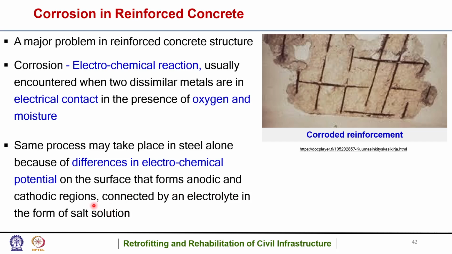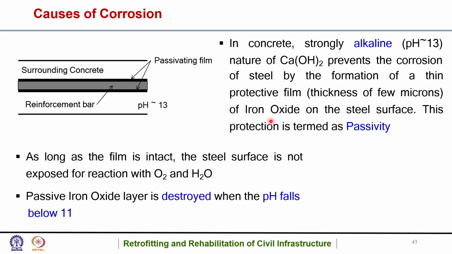That is sufficient when it is connected with an electrolyte in the form of salt solution. If oxygen and water are present, this difference in electrochemical potential is sufficient for forming anodic and cathodic regions in reinforcement, which will result in corrosion. So this is an example of corroded reinforcement. Let us understand in detail what is the cause of corrosion.